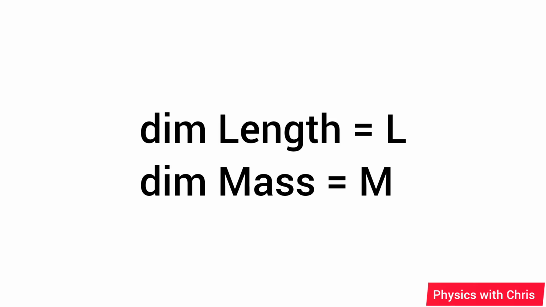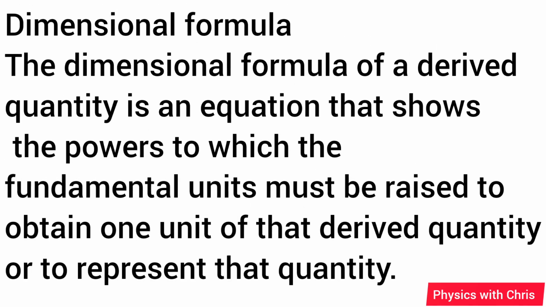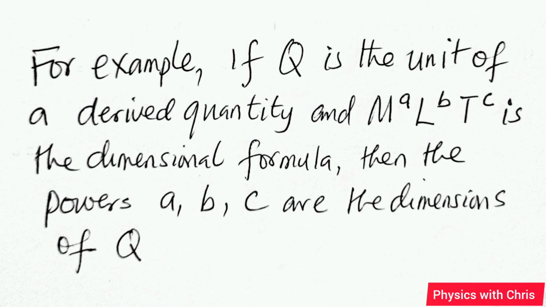Now, what is a dimensional formula? The dimensional formula of a derived quantity is an equation that shows the powers to which the fundamental units must be raised to obtain one unit of that derived quantity. For example, if Q is the unit of a derived quantity and M raised to the power A, L raised to the power B, and T raised to the power C is the dimensional formula, then the powers A, B, and C are the dimensions of Q.